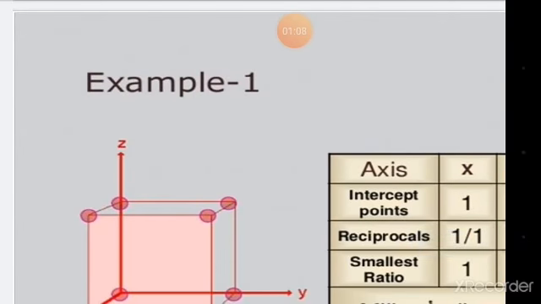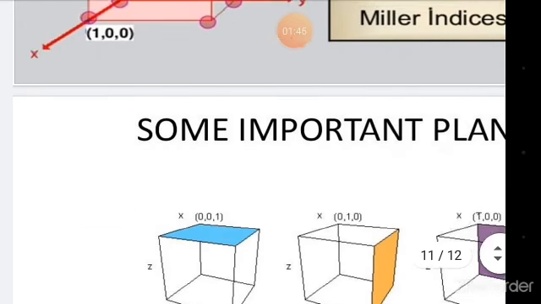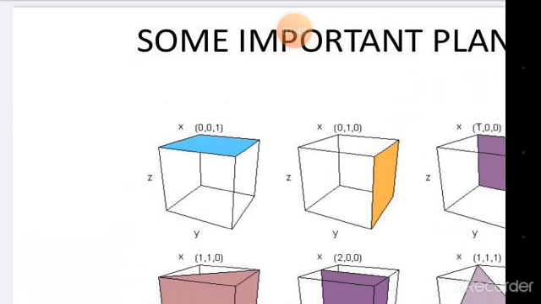Example, the intercept points corresponding to the x, y, z axes are 1, infinity, infinity. Reciprocal of the points: 1 by 1, 1 by infinity, 1 by infinity. Smallest ratio is 1, 0, 0, because 1 by 1 equals 1 and 1 by infinity equals 0. Hence, Miller indices for the above intercepts are 1, 0, 0. From this diagram, you can sketch the planes from the points.